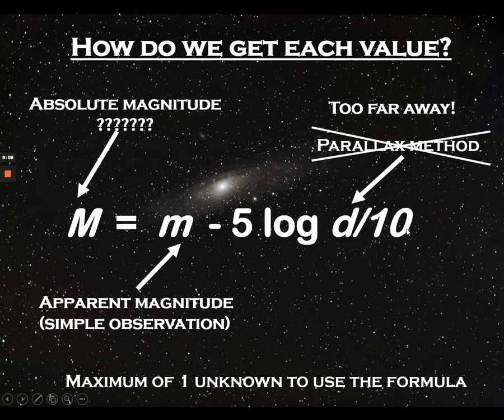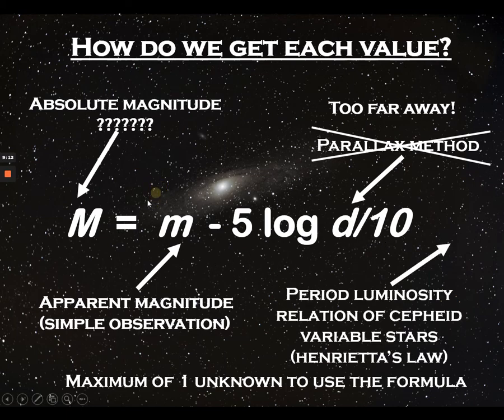So that then gave us the ability to work out big M. Oh, that's a dodgy looking arrow there. So once we'd worked out big M from the period luminosity law, that should be pointing there. Then we know big M, we know little m from simple observation, so then we can calculate D. Okay, so Henrietta Swan Leavitt gave us the way to calculate D for distant stars.